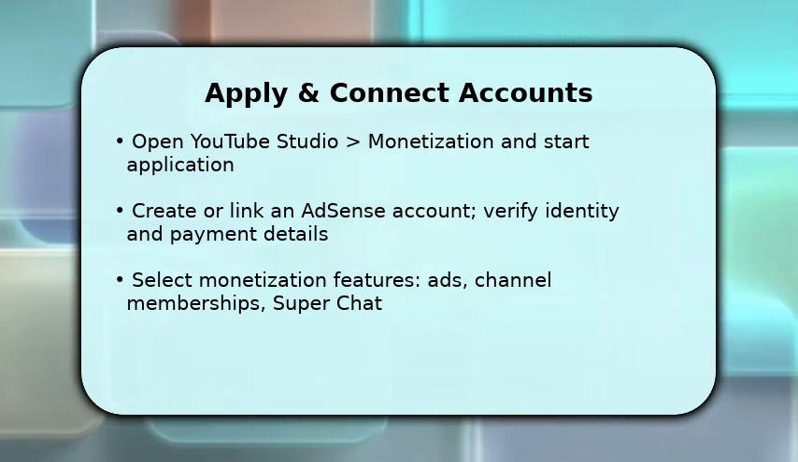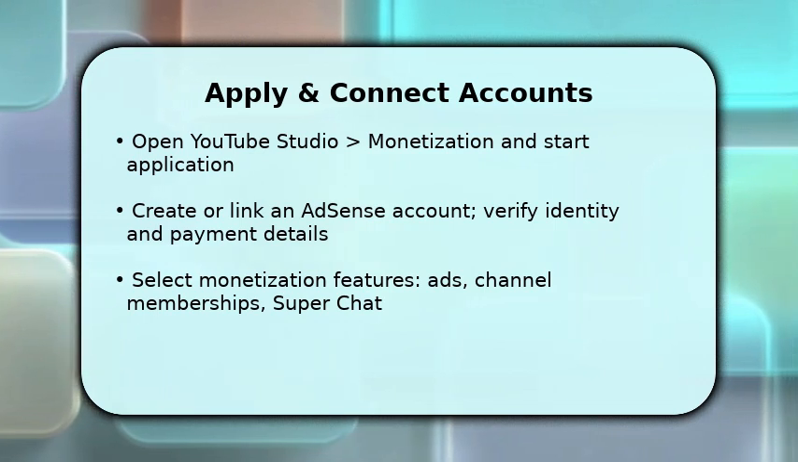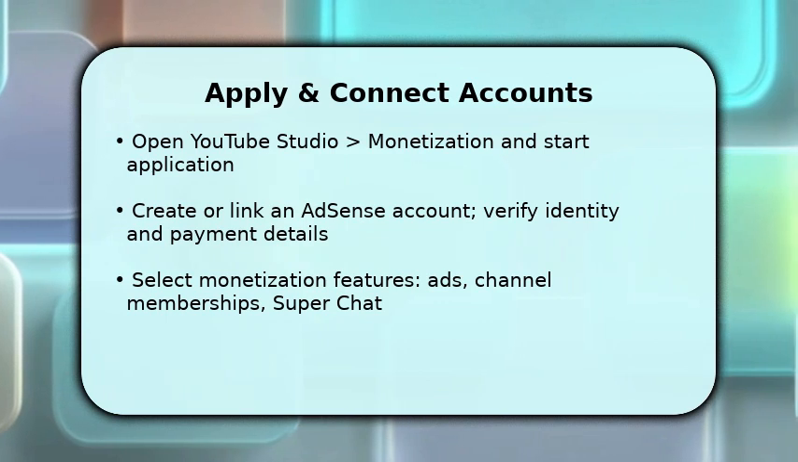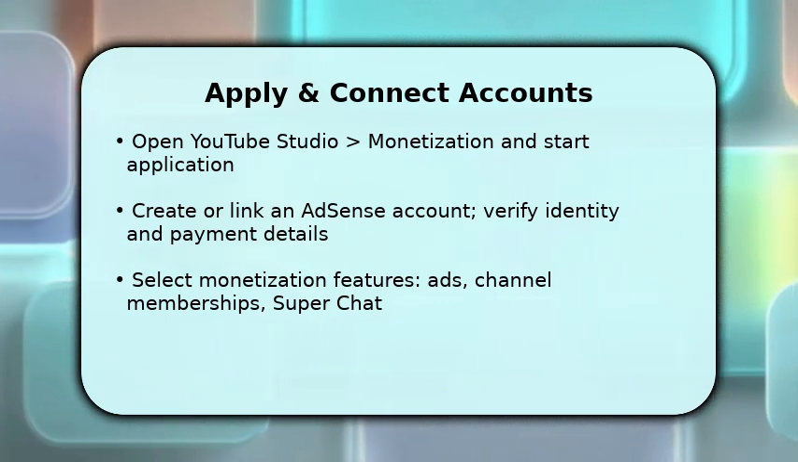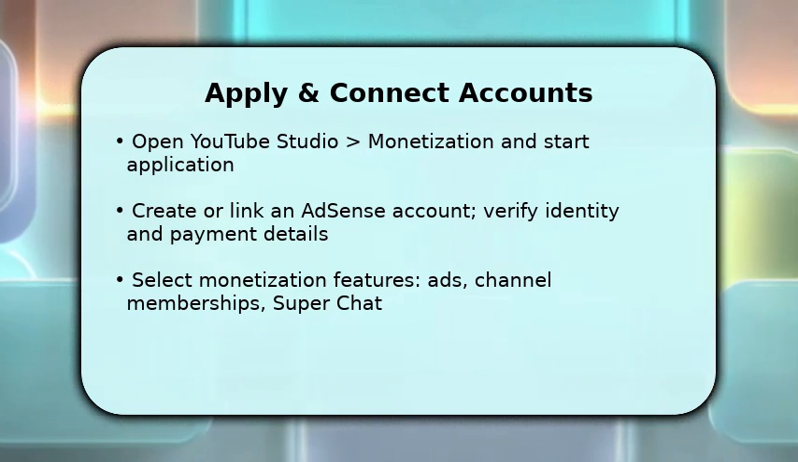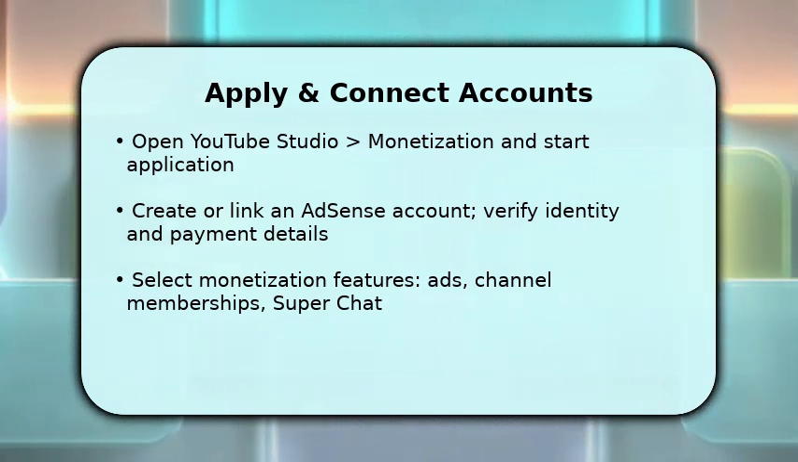Then choose which features to enable: ads, channel memberships, super chat, and merchandise. Pick what fits your audience. While applying, double-check policy sections and content ownership, because automated and human reviews focus on those exact elements.